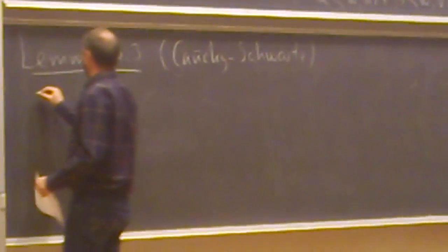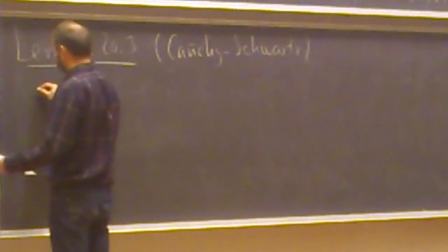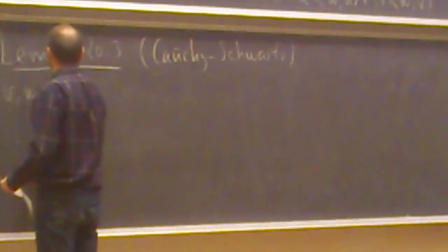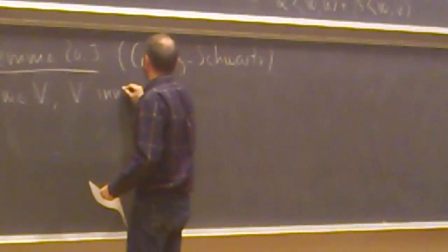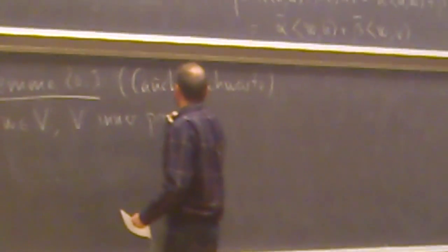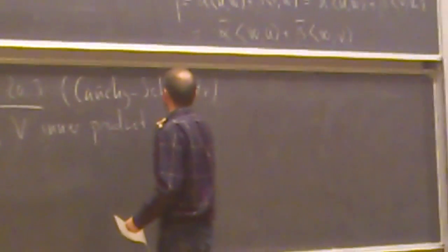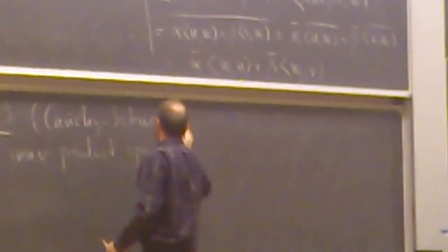And that says that if I have two vectors v and w in V, and V is an inner product space. So by an inner product space, I simply mean a vector space that has an inner product. A vector space with an inner product.